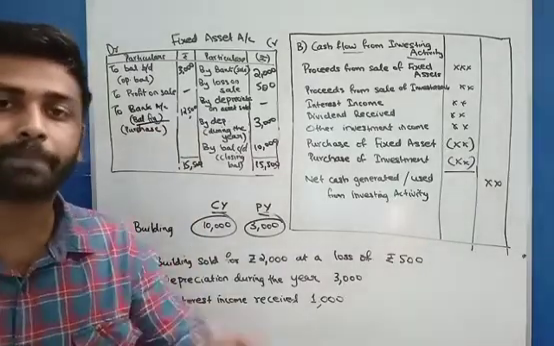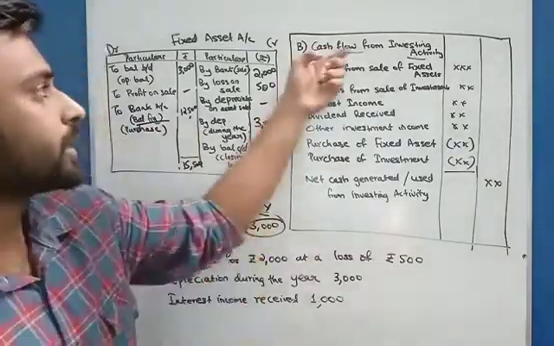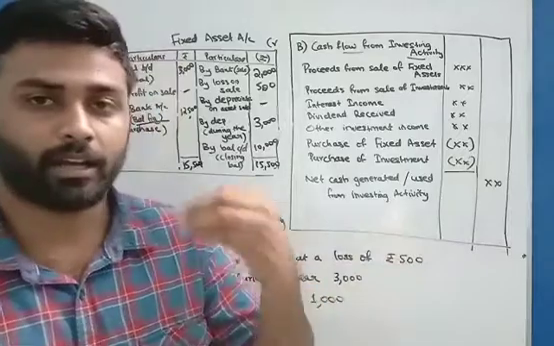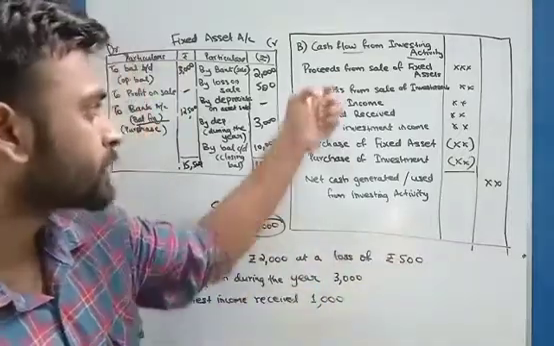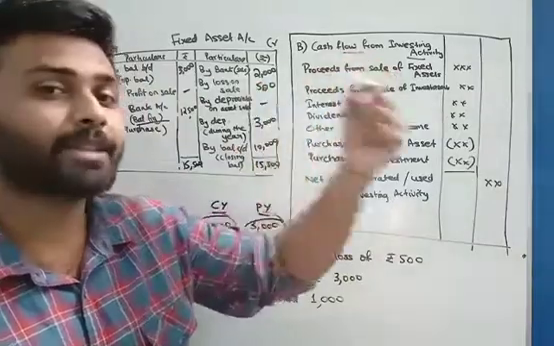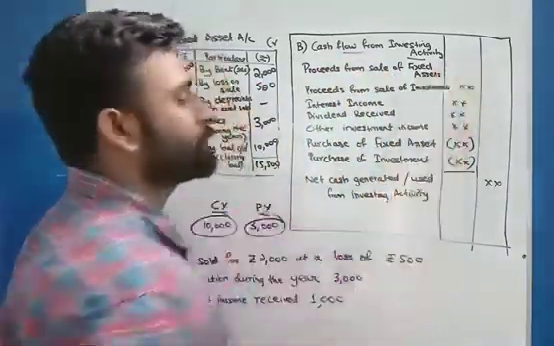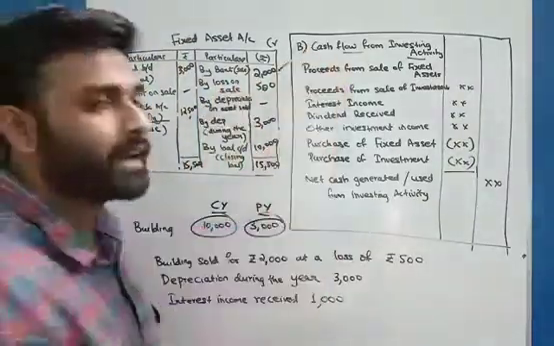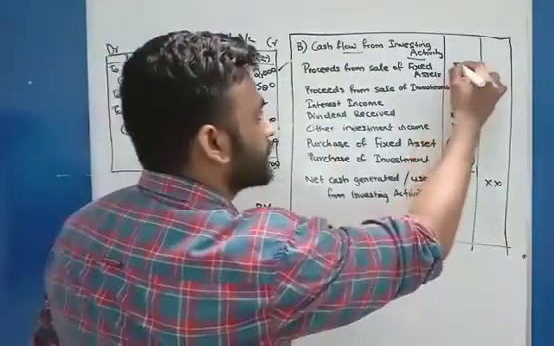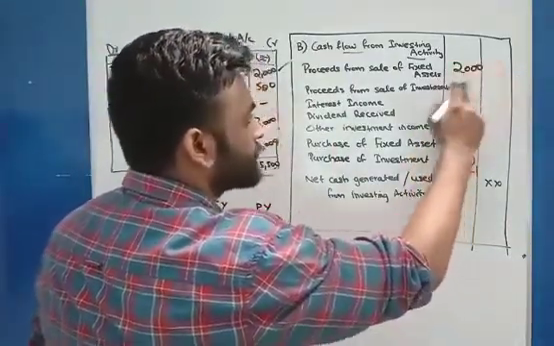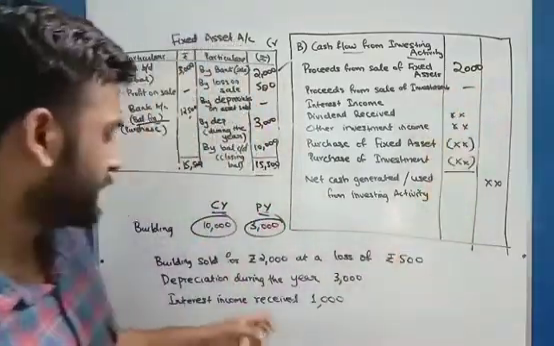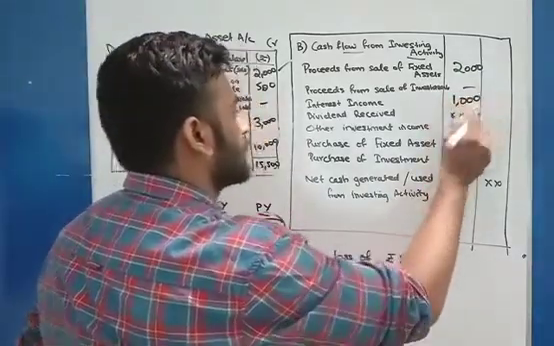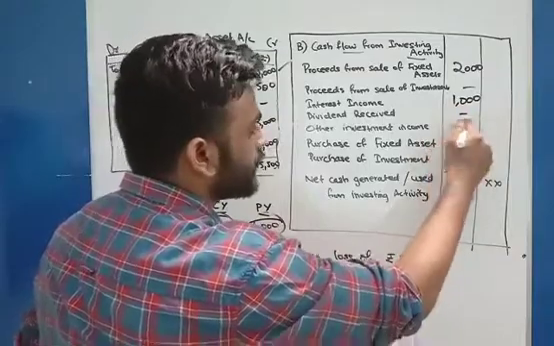From this we should prepare the investing activity. Cash flow from investing activity includes all inflows and outflows of cash. First, proceeds from the sale of fixed asset. What is the proceed that we received from the sale of fixed asset? It is 2,000 rupees. There are no proceeds from sale of investments. Then interest income is given in the question as 1,000 rupees, so it should be added. There is no dividend income and no other investment income.